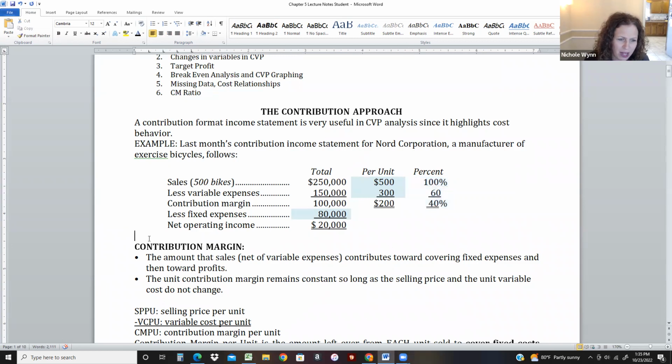So to calculate our break-even point, we would do 80,000 divided by 200 each. So we would get 400 bikes. So for every bike we sell, we make 200 each. So we need to sell enough bikes to be able to break even.